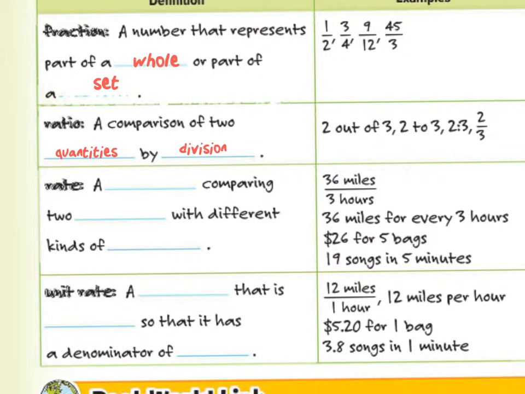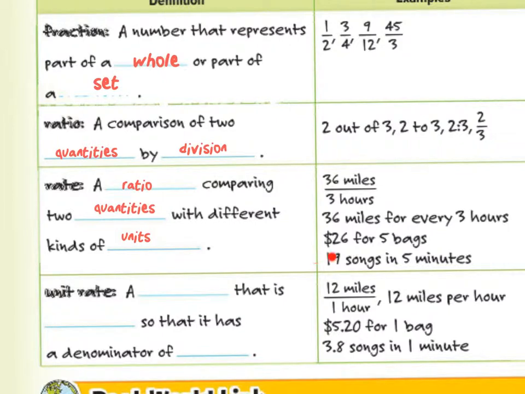So a rate is a ratio comparing two quantities with different kinds of units. It's still a ratio, but it's not comparing apples to oranges, it's comparing two quantities of different kinds of units. Well, I guess you could technically say apples and oranges are different units, but really what we're trying to say here is, when we compare two different kinds of units, we could be comparing miles to hours. So 36 miles in 3 hours, which would be 12 miles in 1 hour. 12 miles per hour, is what we could say.